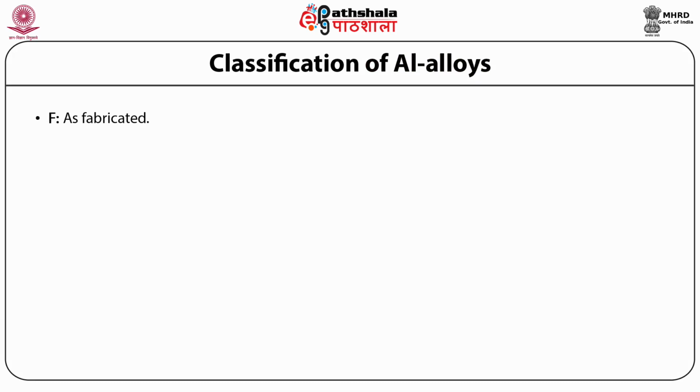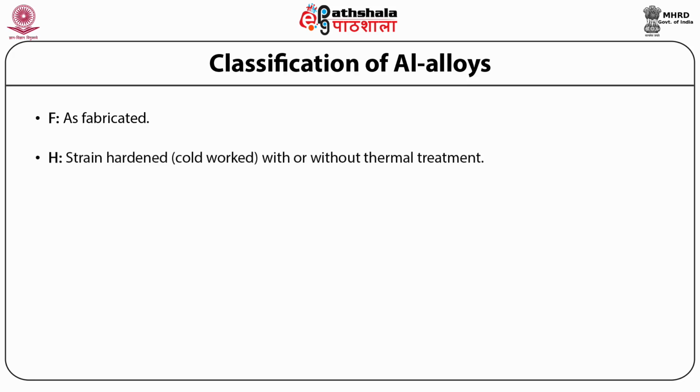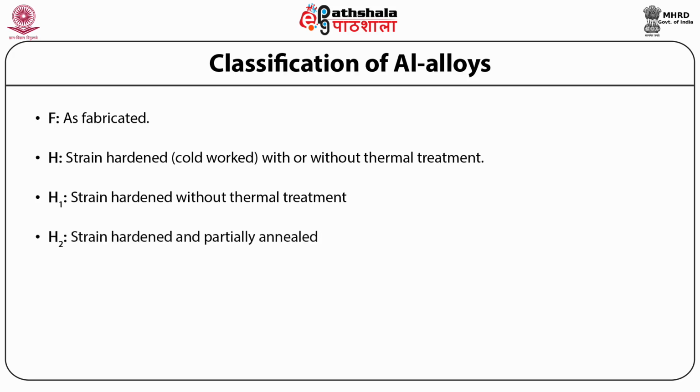Now continuing our discussion on the classification of aluminium alloys, the definitions for the tempers are: F corresponds to as fabricated, H to strain hardened or cold worked with or without thermal treatment. H1 is strain hardened without thermal treatment, H2 is strain hardened and partially annealed, H3 corresponds to strain hardened and stabilized by low temperature heating.